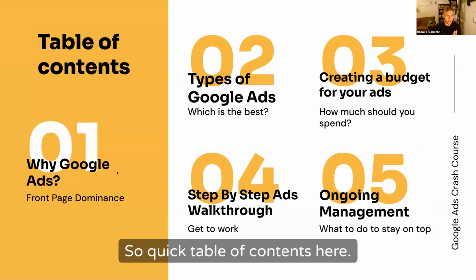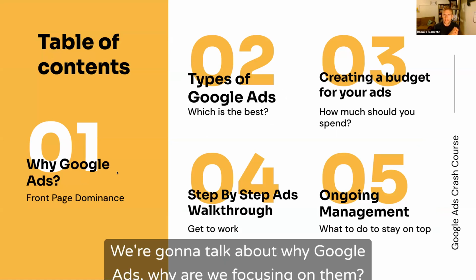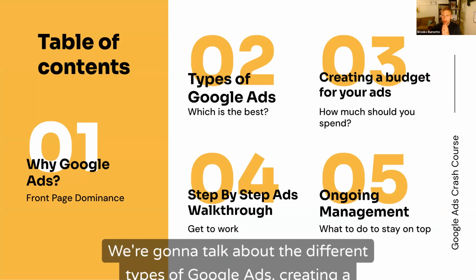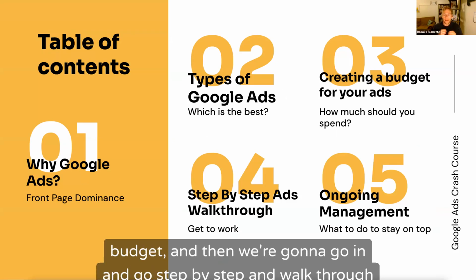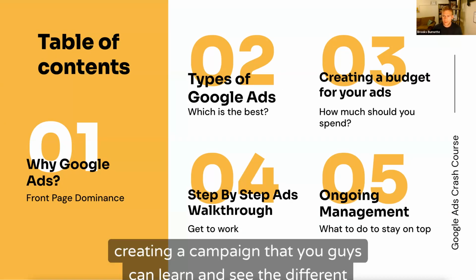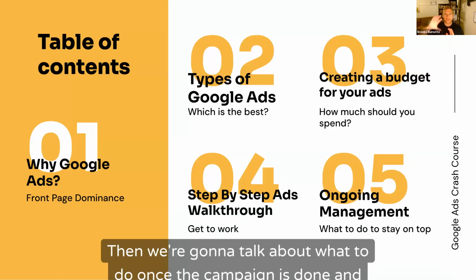So, a quick table of contents. We're going to talk about why Google Ads, why we're focusing on them, and why they're the most important thing. We'll talk about the different types of Google Ads and creating a budget, and then go step by step through creating a campaign so you can learn the different steps. Then we'll talk about what to do once the campaign is created.